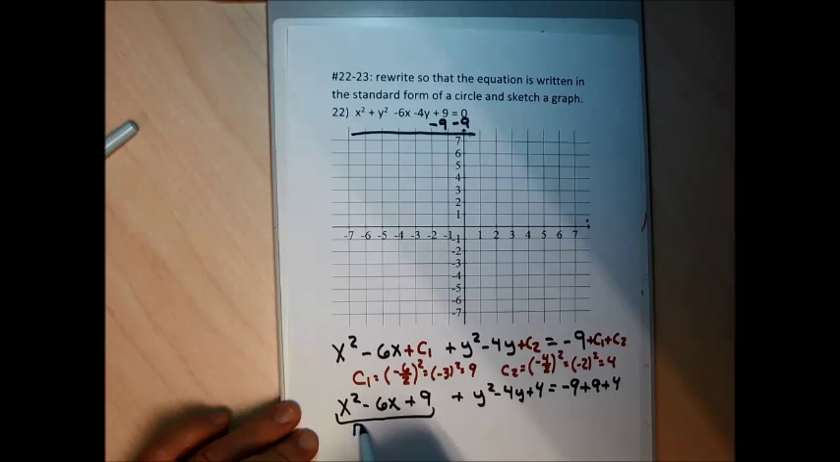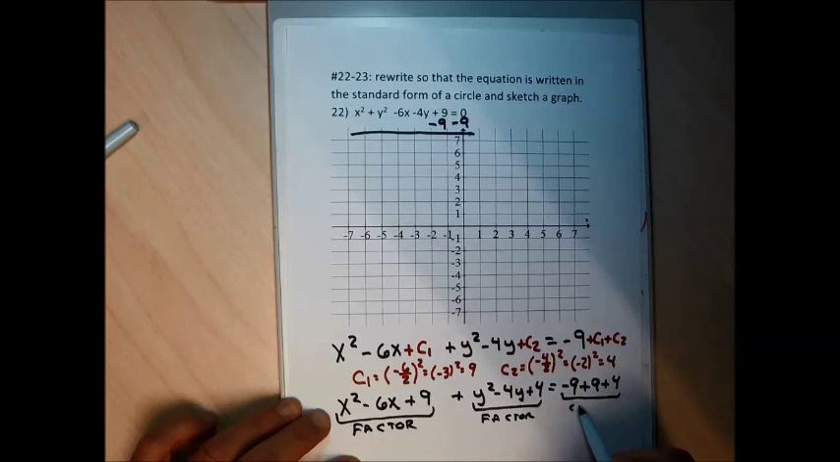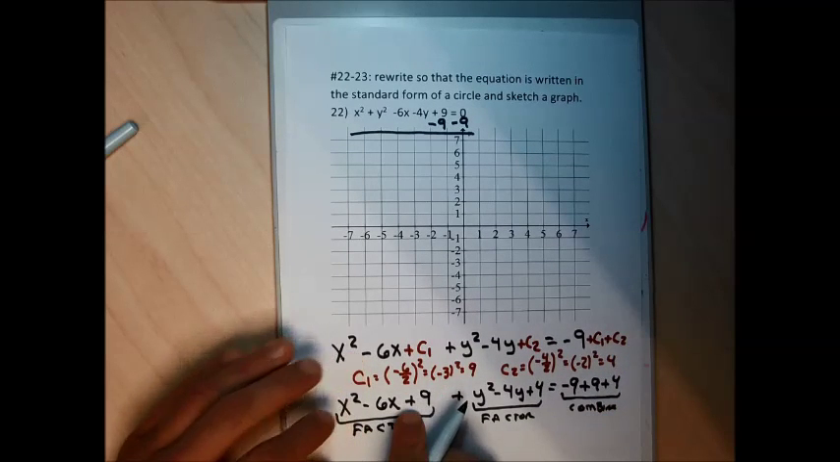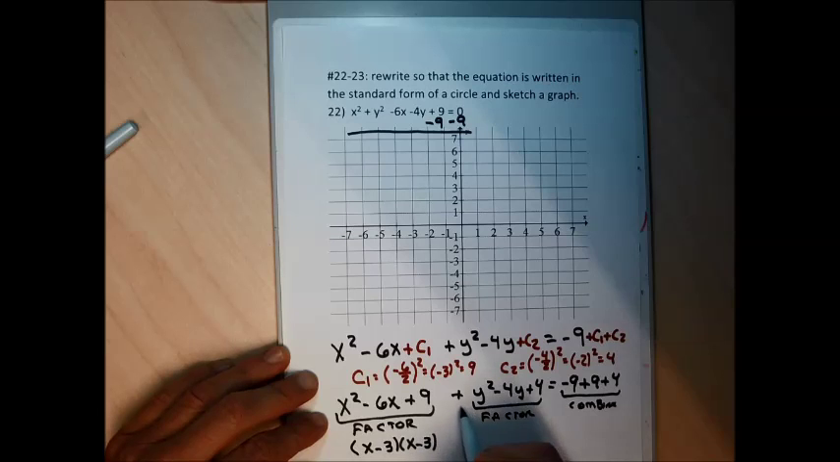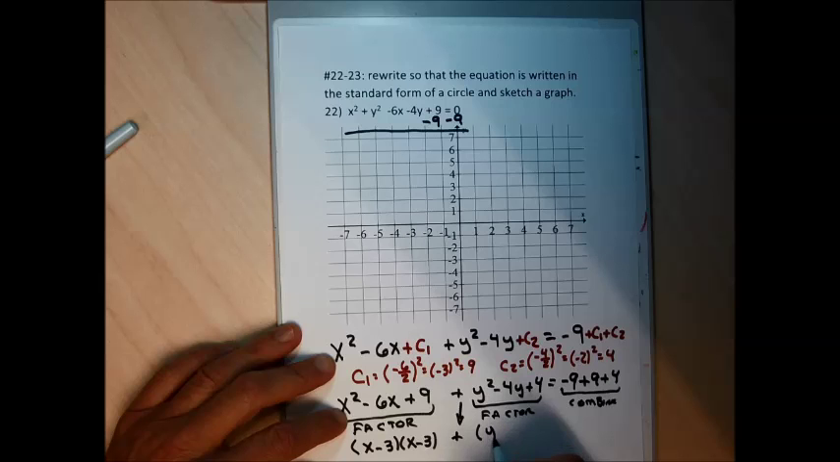I'm going to factor the x terms, or the 3 grouped with the x's, factor the 3 grouped with the y's, and combine the constants. The x squared minus 6x plus 9 factors into x minus 3 times x minus 3. I'm going to bring down this plus sign. The y squared minus 4y plus 4 factors into y minus 2 times y minus 2. And on the right-hand side, the 9's cancel, and I'm left with a 4.